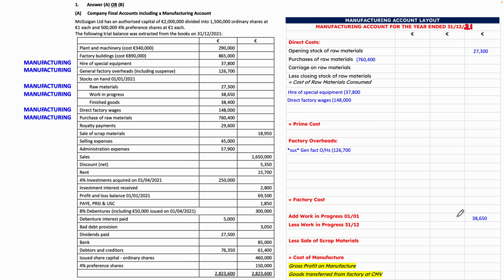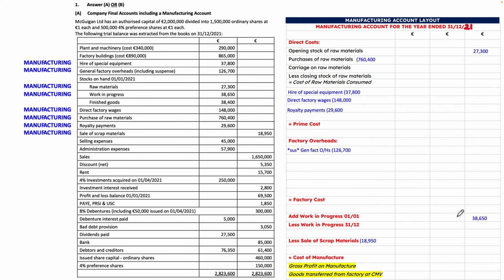Direct factory wages can go into the direct costs as well. Purchase of raw materials into the direct costs also. Royalty payments, also another direct cost. So that is you paying to produce somebody else's product, and then you're going to be selling it. Sale of scrap materials, 18,950. We are going to take that away down the bottom. So that will be a figure that we will minus away. And that's it for the manufacturing account.